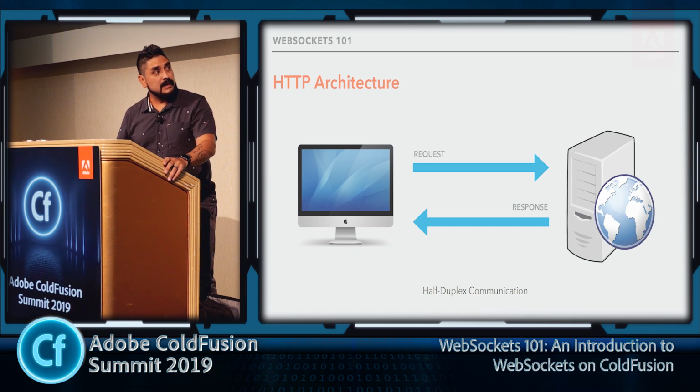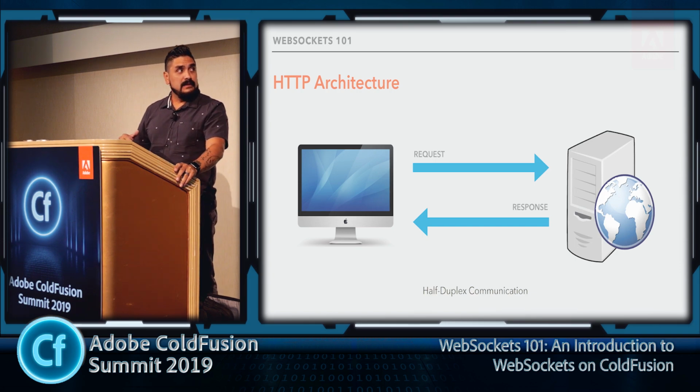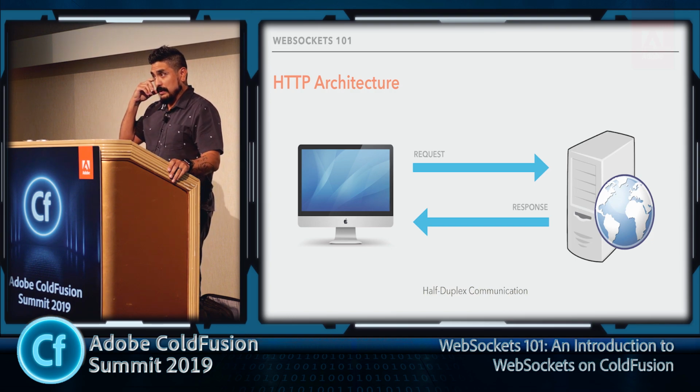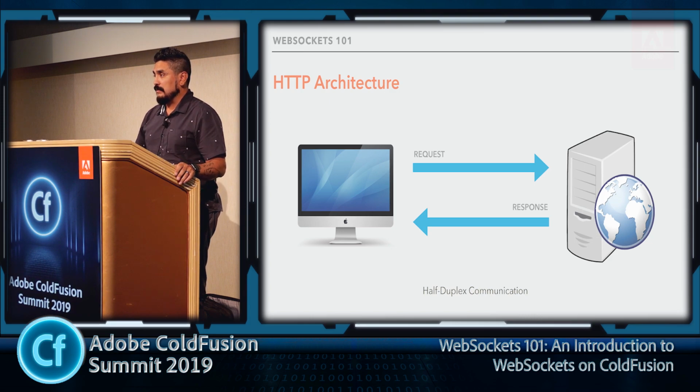So to take a step back and explain in a visual way the differences of what we used to do, what the HTTP architecture is. I'm pretty sure all of you know this, but just going back to basics. HTTP architecture is really just a request that begins from a client, like a browser, and then the server sends back a response. This is called half-duplex communication. So it's just like a walkie-talkie, right? Both of you can't talk at the same time. One has to go out, and the other one returns.